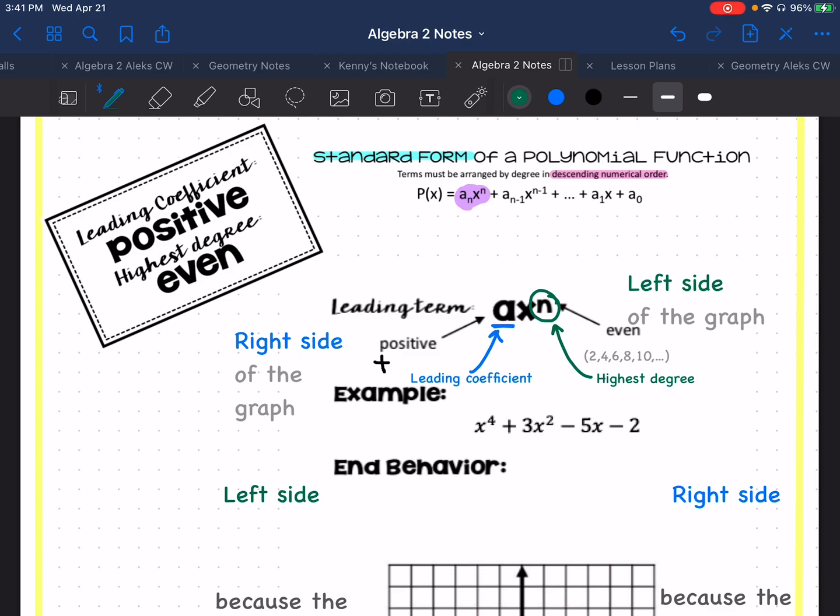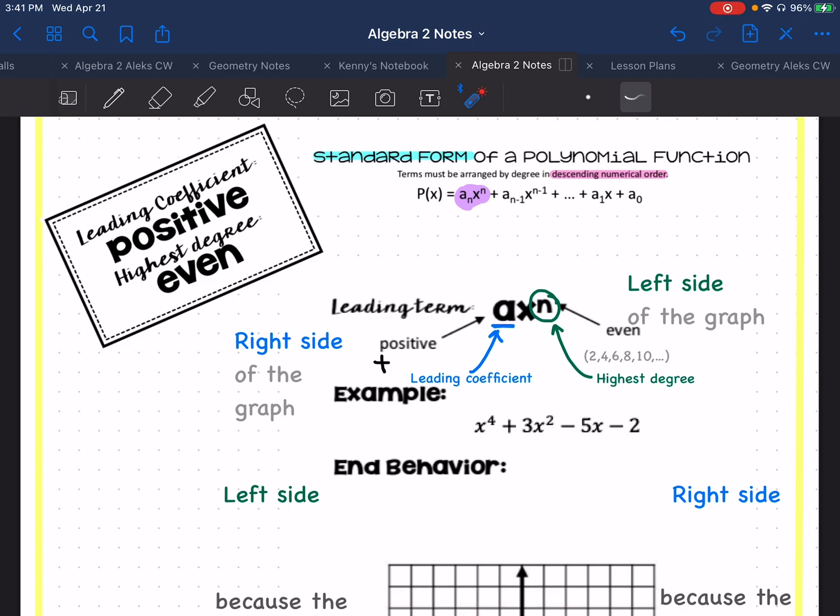The leading coefficient is going to tell me what's happening on the right side of my graph, and the highest degree will tell me what is happening on the left side of my graph. So here is my example of my polynomial. I'm not going to go to Desmos. The whole purpose of this is to not put it in a calculator. What does the graph look like without actually graphing it? That's the whole purpose of this.